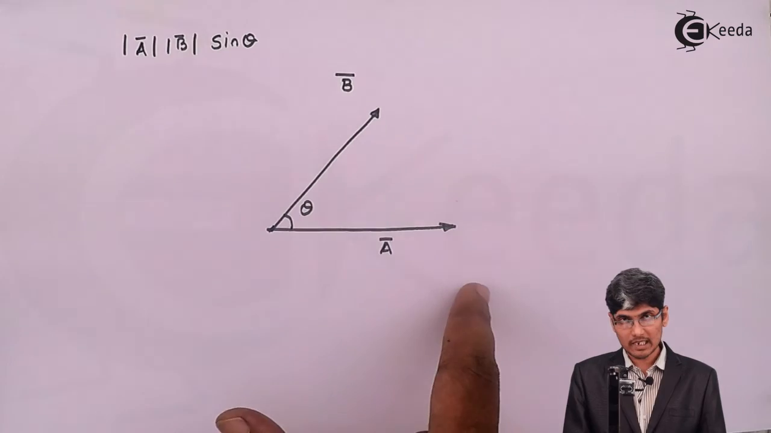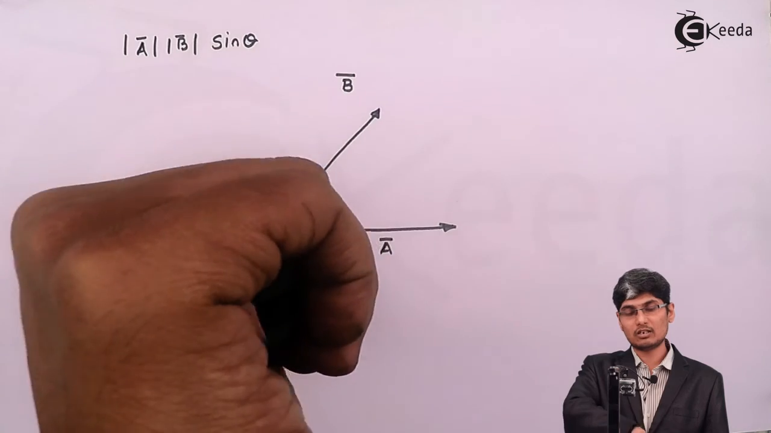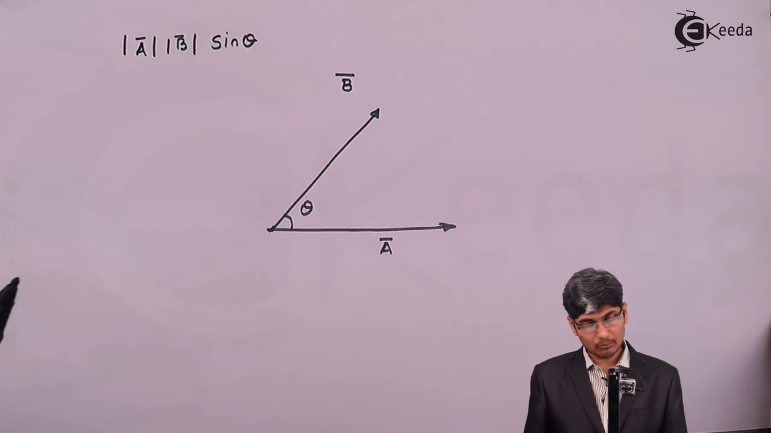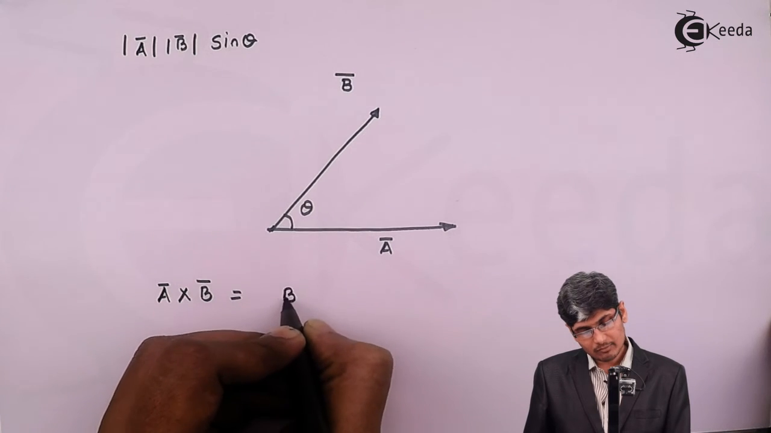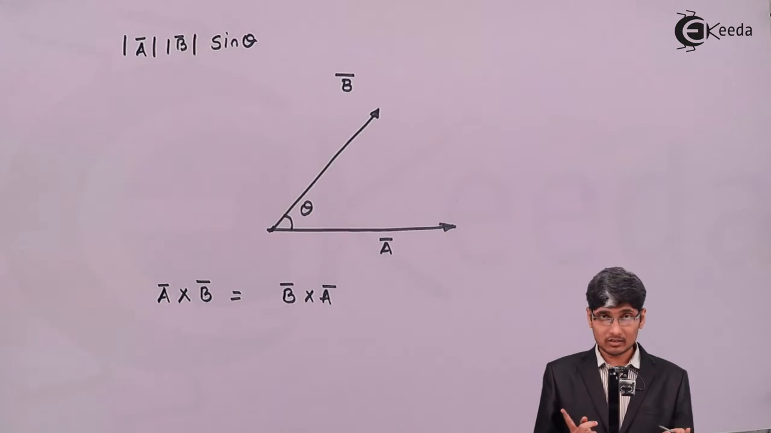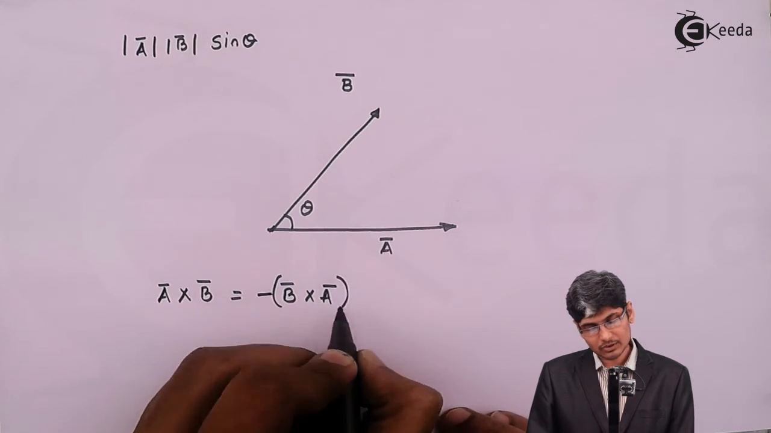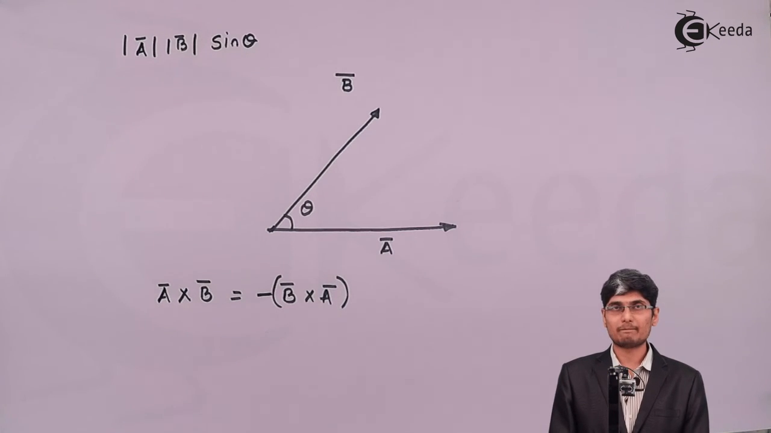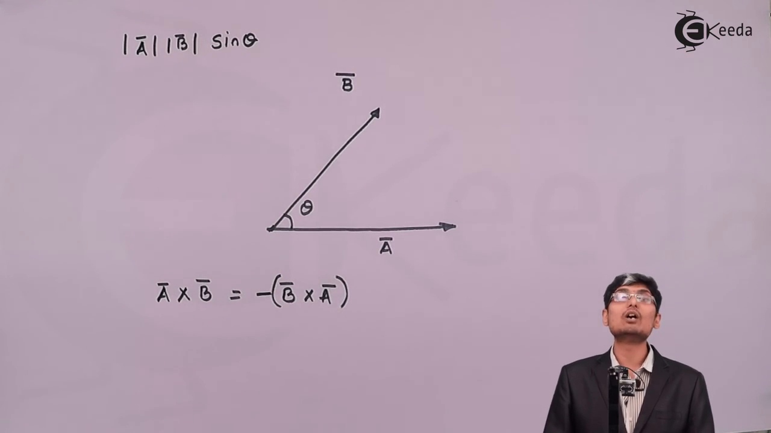But if we have B cross A, then I will align my hand towards B and swirl my fingers towards A, and you can see that the thumb points downwards. So here we have to note a very important point: if I have A bar cross B bar and if I have B bar cross A bar, as both are vectors, the magnitude will be the same, but the direction will be opposite. To indicate the opposite directionality, we use a minus sign. So A cross B is equal to minus B cross A, because we have to take care of the direction. And the minus sign will take care of the direction. Even though the magnitude will not change, the direction will surely change.